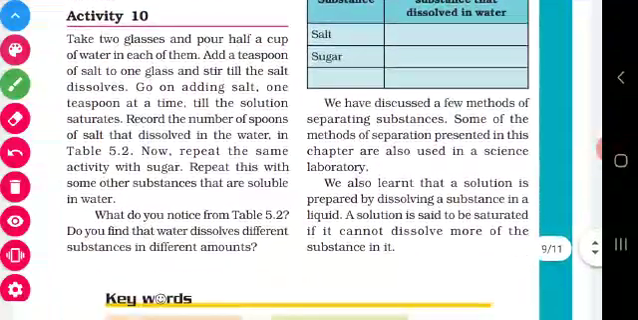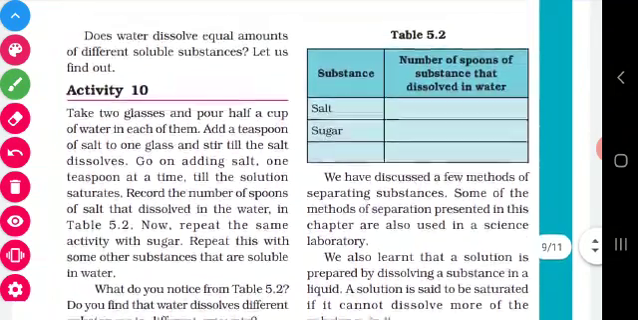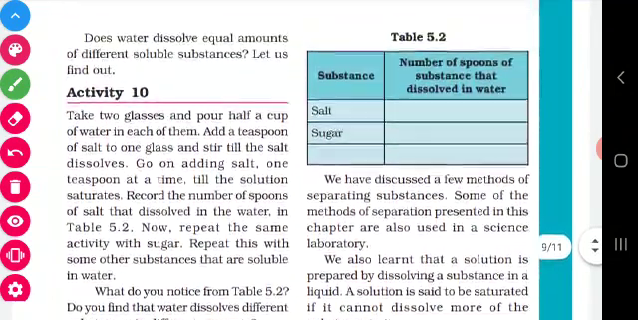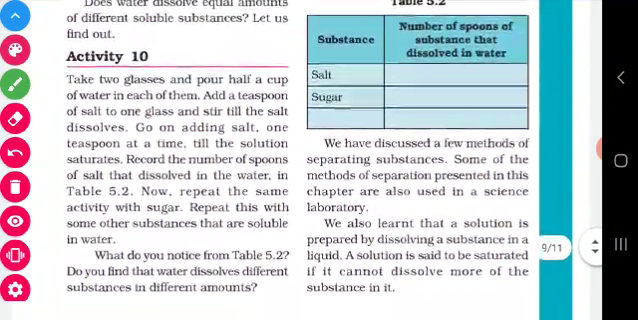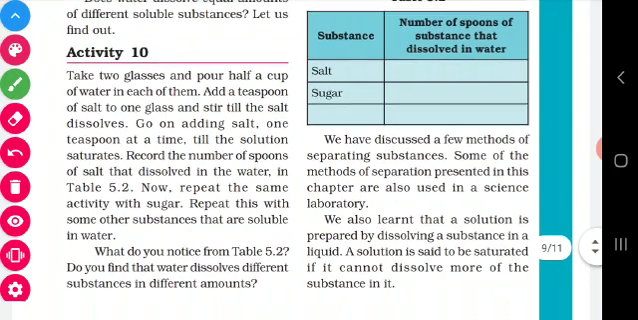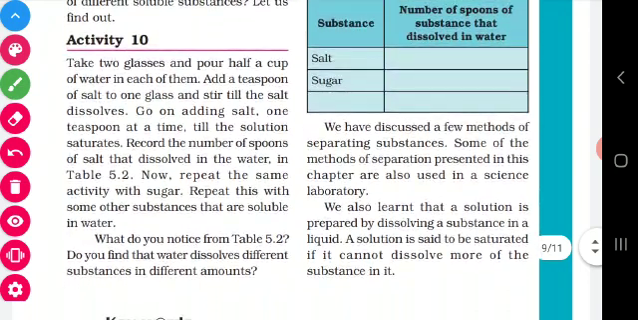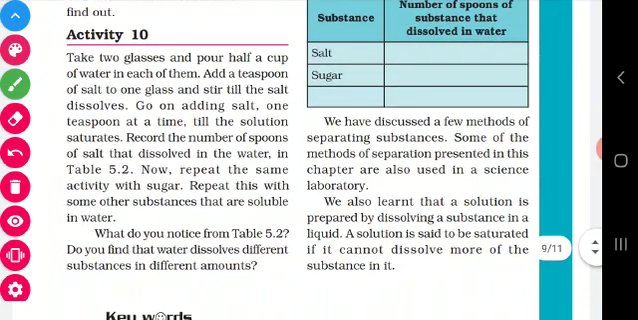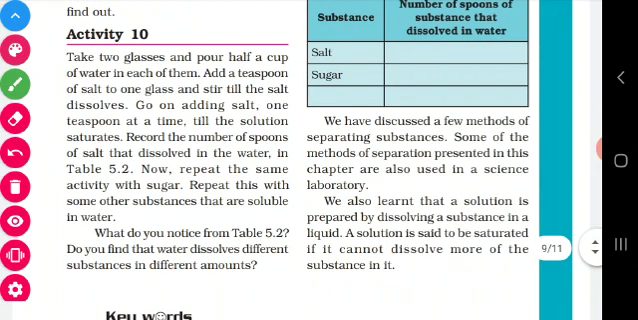Then come to activity 10. This activity you have to do and report to me. Now what we are going to do is prepare a saturated solution. You know what a saturated solution is? It will not hold any more solute, so the solute comes and settles at the bottom. That solution is called a saturated solution.